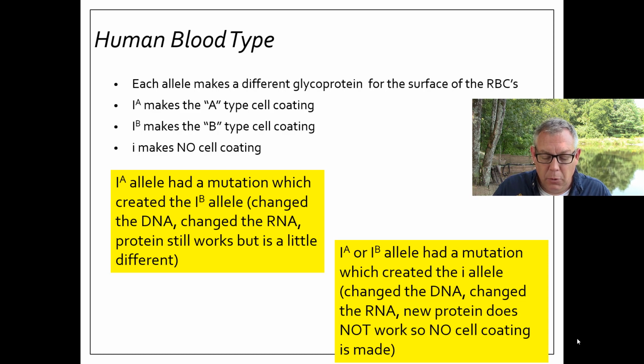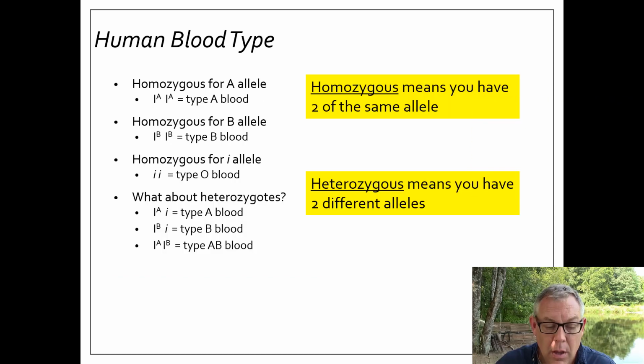And so now we have these three different alleles. A and B make working proteins. They're shaped a little different. i doesn't make any protein. Doesn't work at all. No cell coding is made at all by the i allele. But you got to remember that every human has two of these alleles. And so you have to look at both of them to understand what kind of blood type you're going to be.